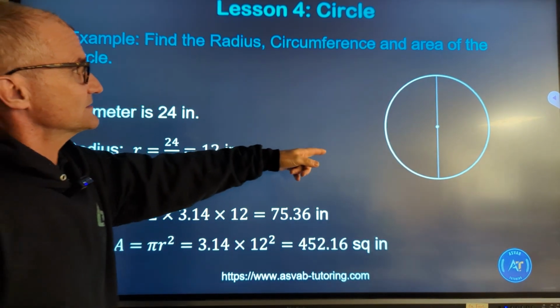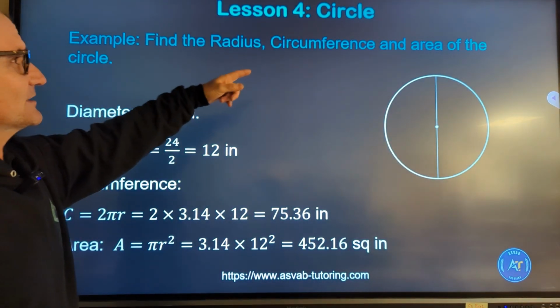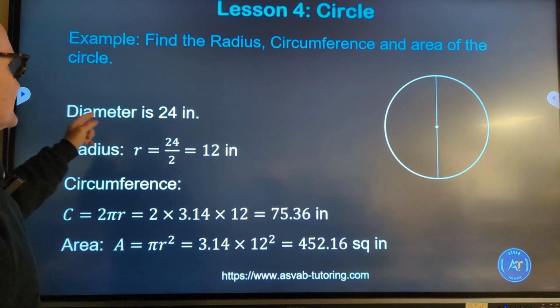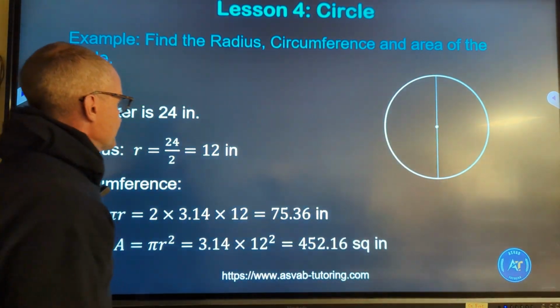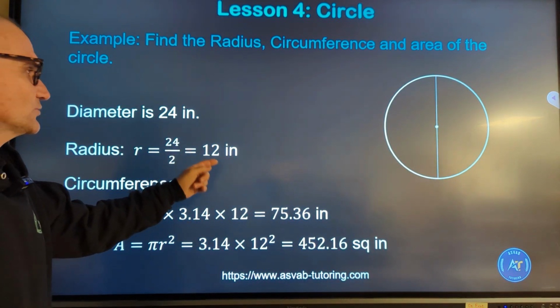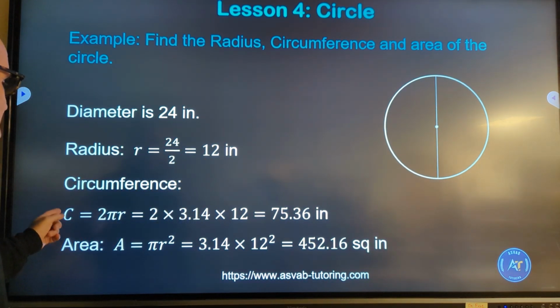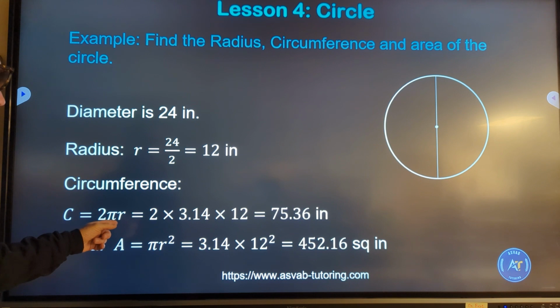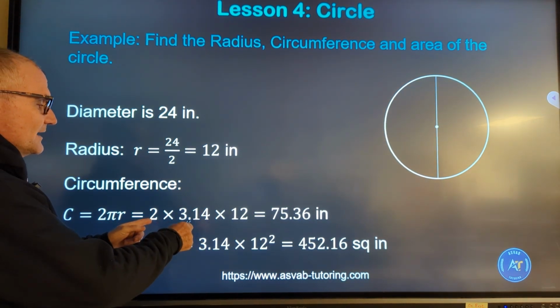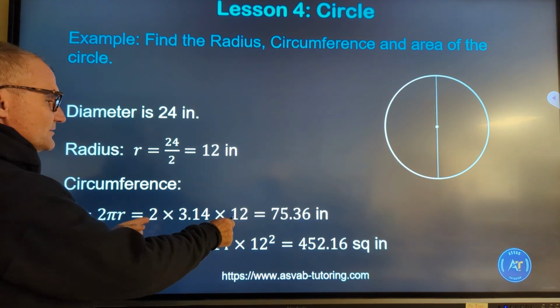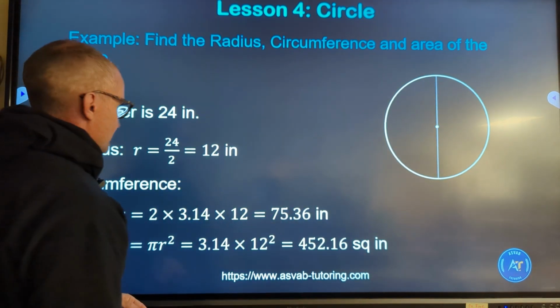So let's see, here's a circle. Find the radius, circumference, and area of this circle. Well, if the diameter is 24, all the way across is 24, then the radius is half of that, 12. The circumference is 2 pi r. So you're going to take 2 times the decimal approximation of that number pi times 12, and it'll give you that number on your calculator.